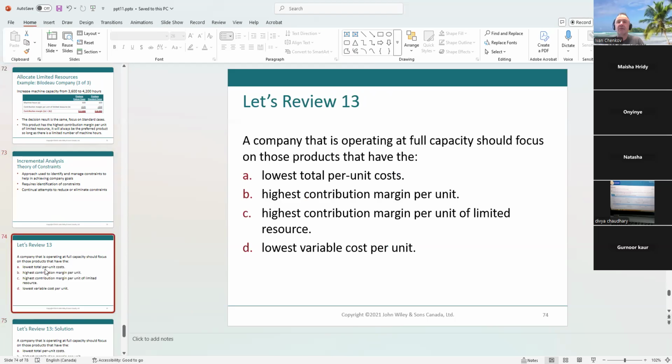Tell me what you think here. If I'm working at full capacity, on which product should I focus? Letter D, the one with the highest contribution margin per unit of limited resource, right? So it's very simple. If you think about it, it's very simple.